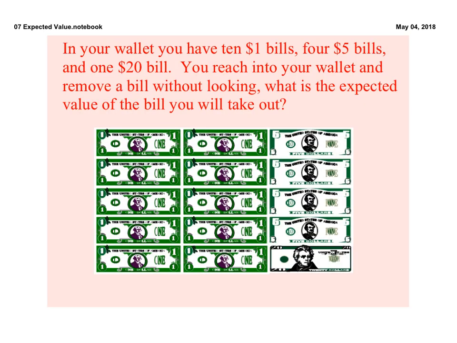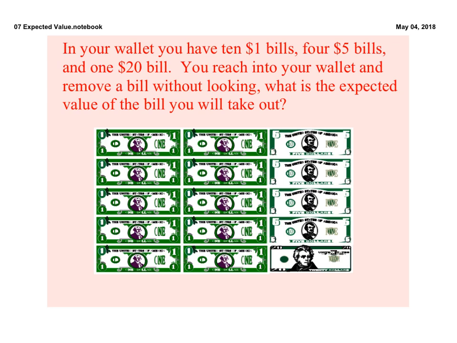So just taking this first example, it says in your wallet you have 10 $1 bills, 4 $5 bills, and 1 $20 bill. You're going to reach into the wallet and remove a bill without looking. What is the expected value of the bill you will take out? So first of all, let's just go over what expected value is. Expected value is when you're taking the probability of an event happening and combining it with what you would receive. In this case, it's money, sometimes it's points, things like that, what you would receive in return.